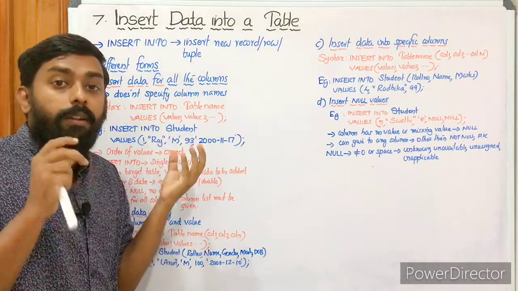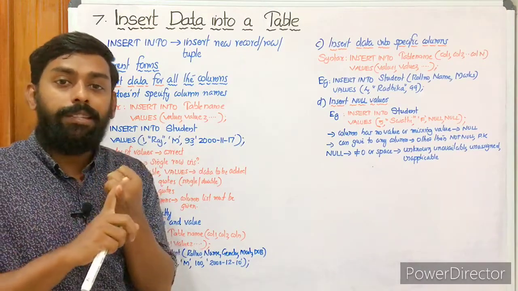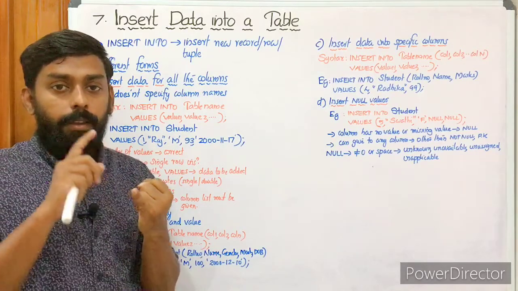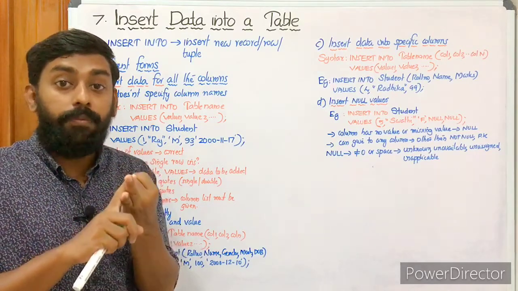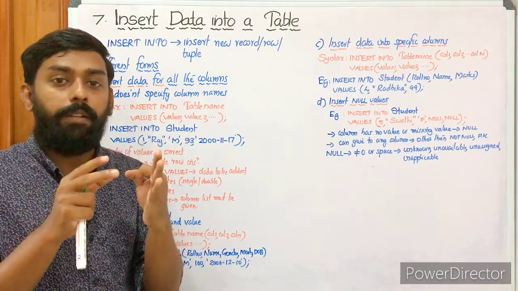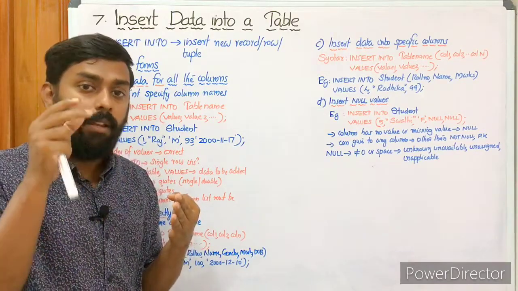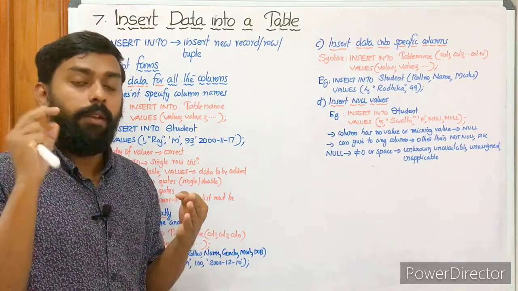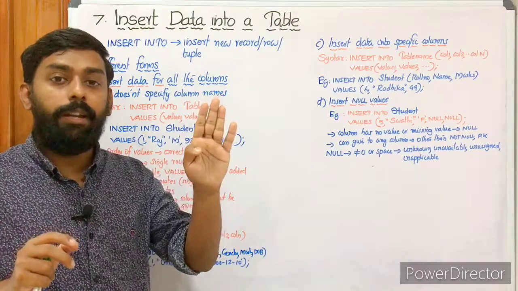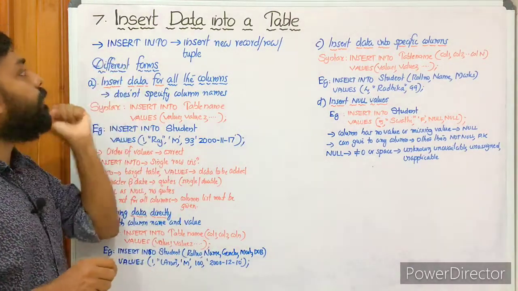And we can perform insert data into a table or insert operation in different ways. The first method, we can insert data into all the columns without specifying the column list. Second, we can specify the column list and we can insert data into all the columns. And the third, we can specify some of the columns, that means column list, and we insert data values into some of the columns. And finally, inserting null values. Okay, null values. Yes.